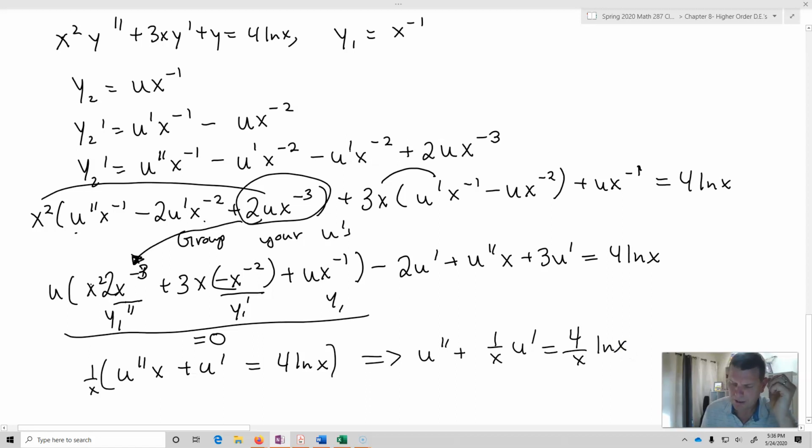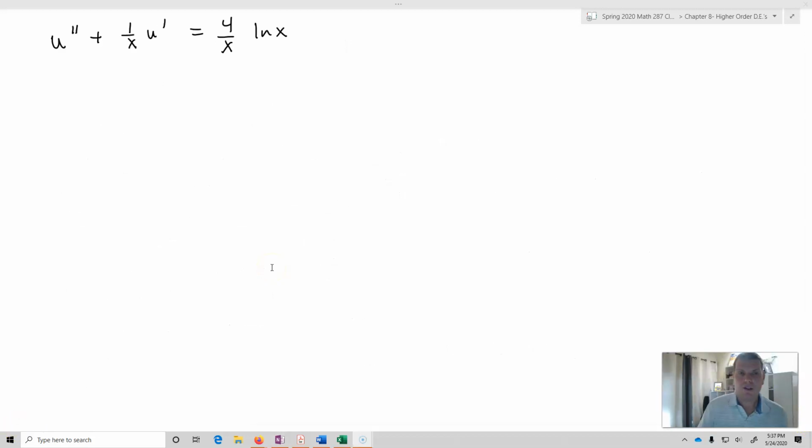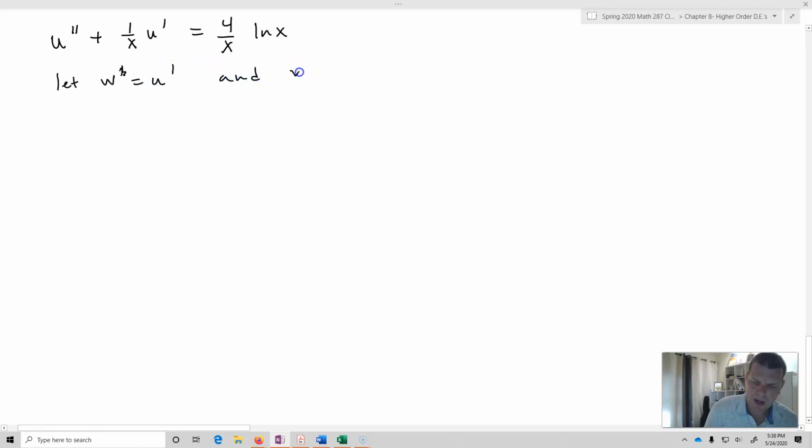And so now what we need to do is solve this differential equation using an integrating factor. So now we have u double prime plus 1 over x u prime equals 4 over x ln of x. Now we're going to do a substitution. We're going to let w equal u prime, and w prime equal u double prime. So that means that we now have w prime plus 1 over x w equals 4 over x ln of x.